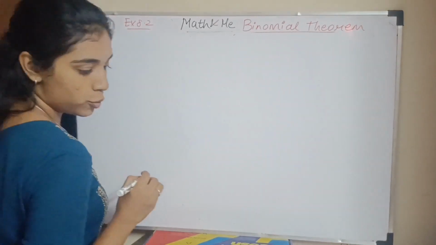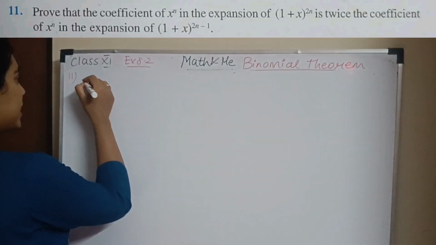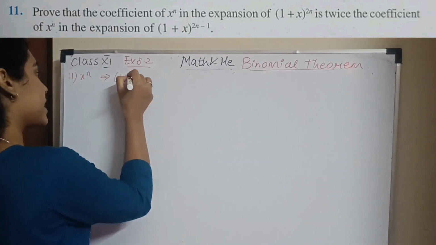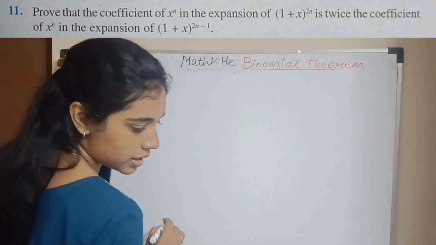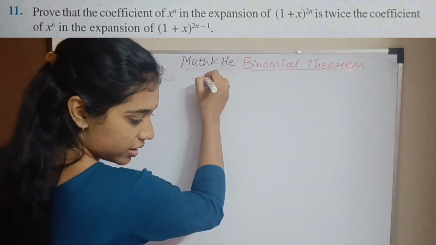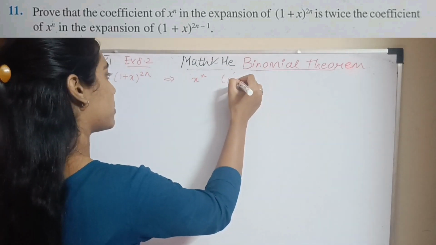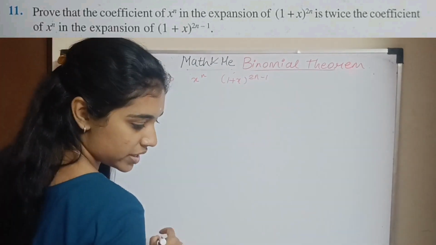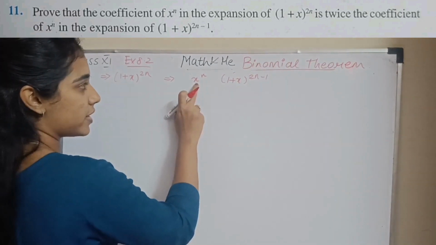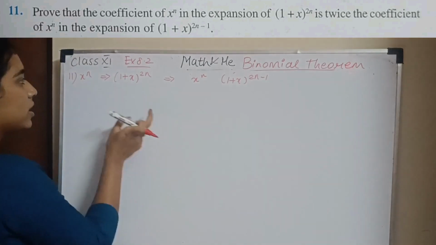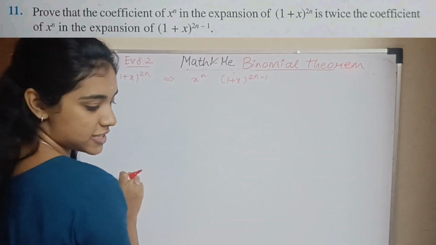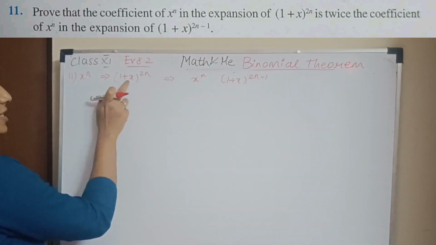Question number 11. Prove that the coefficient of x to the n in the expansion of (1 plus x) to the power 2n is twice the coefficient of x to the n in the expansion of (1 plus x) to the power 2n minus 1. So you need to find the coefficient of x to the n in each of these. You need to prove that the coefficient here is twice the coefficient of this. Okay. So let me find the coefficient of x to the n in this term.